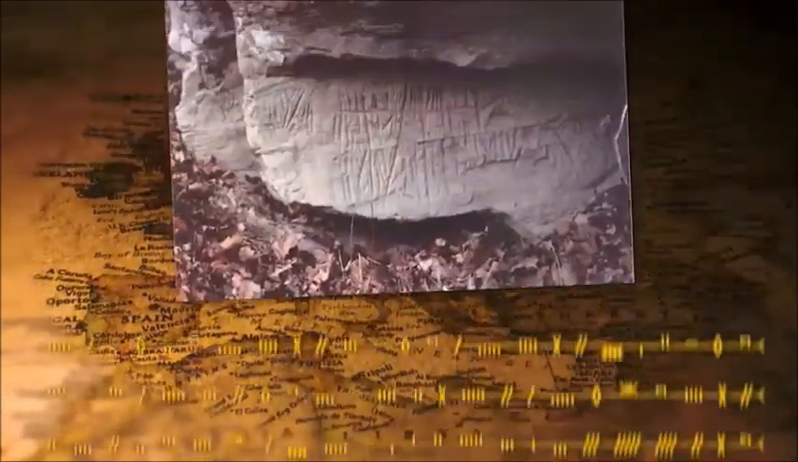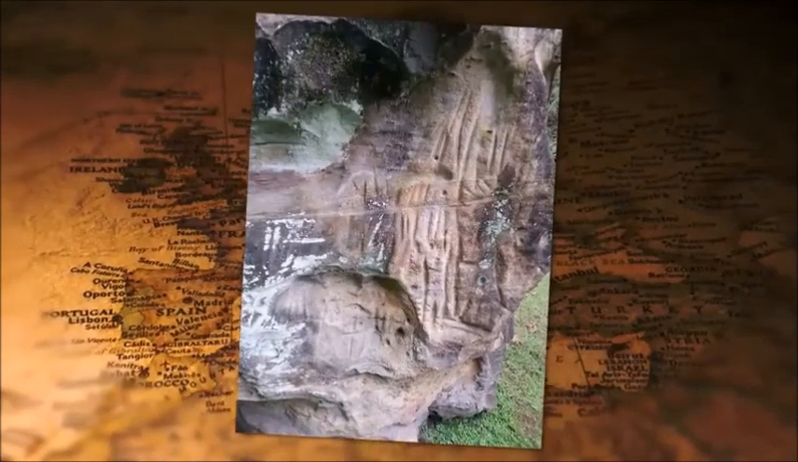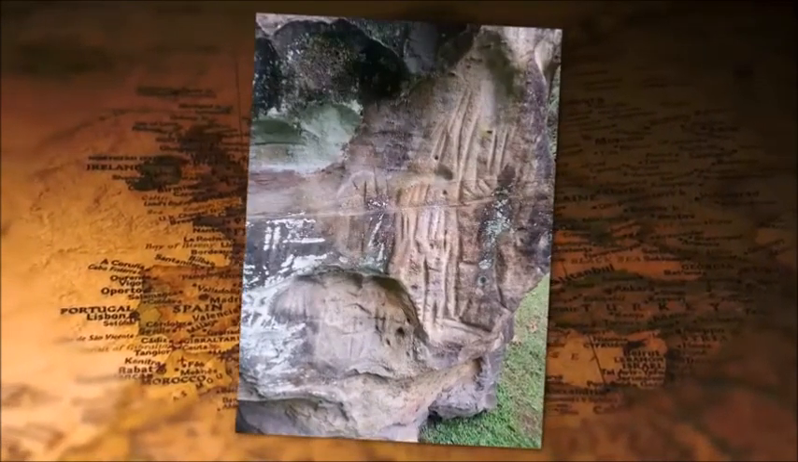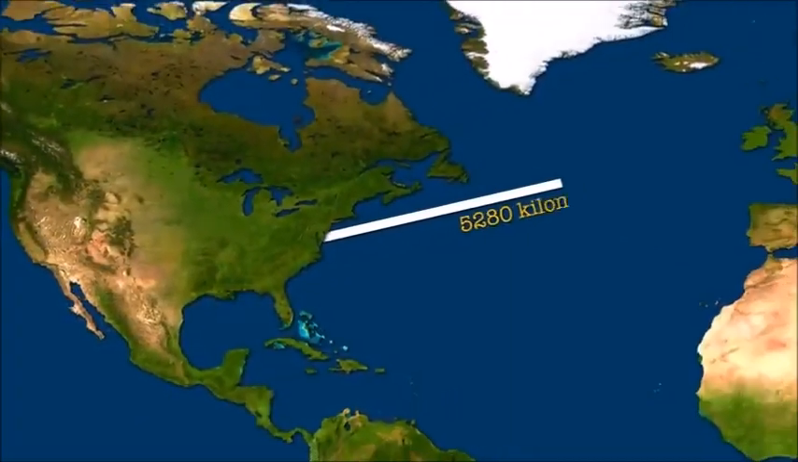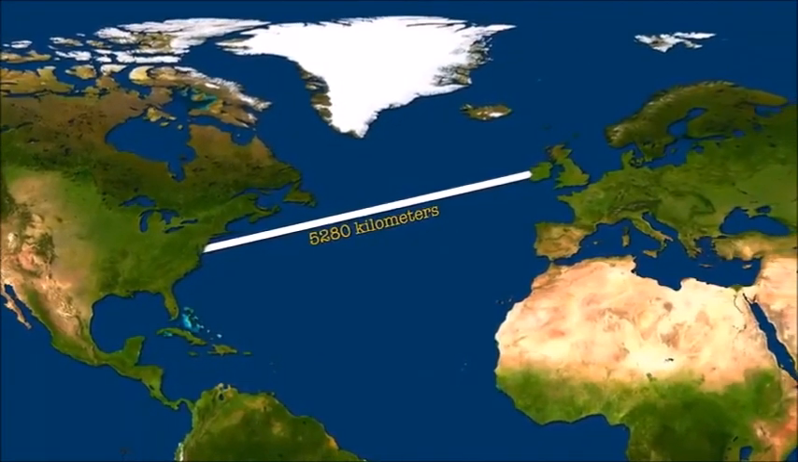So when rock carvings like these, dated between 500 and 700 CE, were found in locations throughout Virginia and West Virginia in North America, it made many people question if there could have been some kind of Irish influence almost 5,000 kilometers away from Ireland.